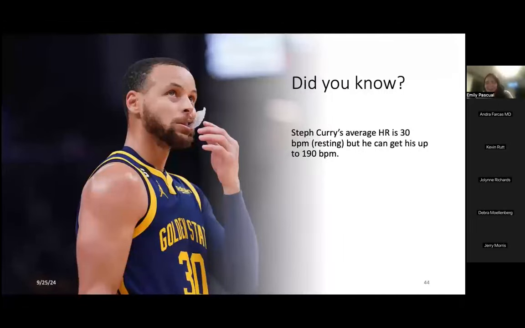So I'm a big basketball fan, so I included this in there. But this is just kind of a reminder that, again, to treat the patient, not the number. There are many people who are really cardiovascularly fit, and their average heart rate may be in the 30s to 40s. And if they're not symptomatic with it, there's really nothing to do about it.